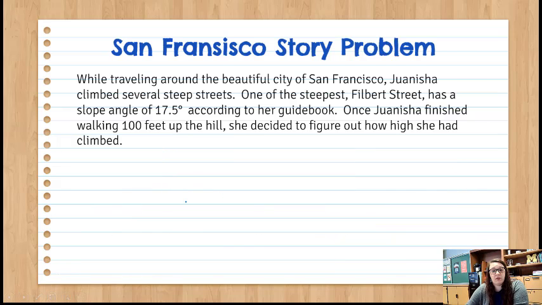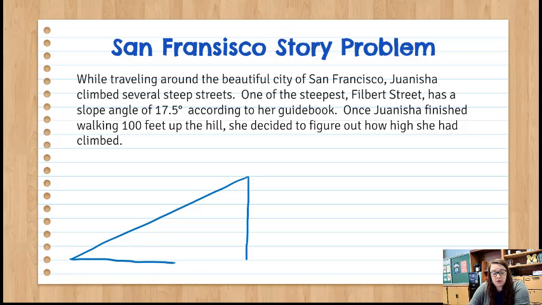One more problem for us before we go, and it's a story problem about San Francisco. While traveling around the beautiful city of San Francisco, I've never been there, but I'd like to go. One of the steepest hills, called Filbert Street, has a slope angle of 17.5 degrees. So I'm going to draw a hill here, or attempt to. So this is me drawing a hill, and its angle is 17.5 degrees. Once Janesha finished climbing 100 feet up the hill, she wanted to know how high she climbed. So what was the actual height difference here? So I'm going to put an x there.